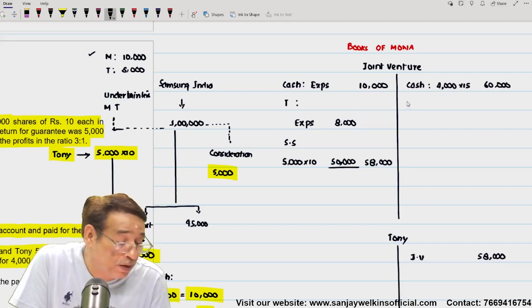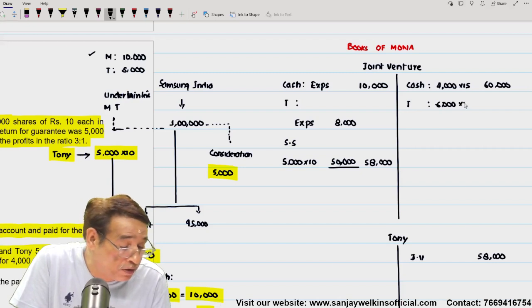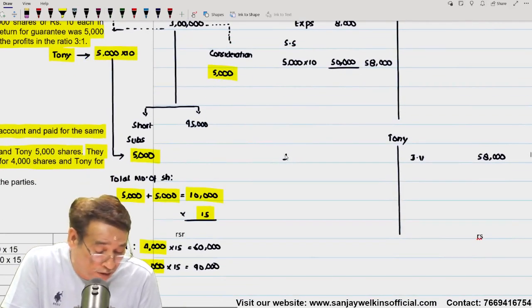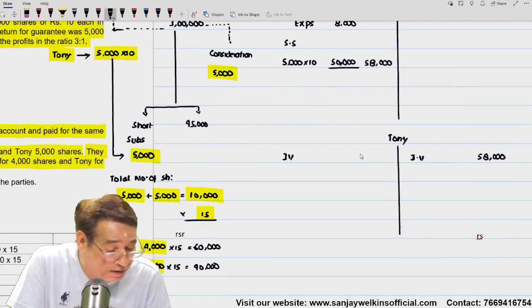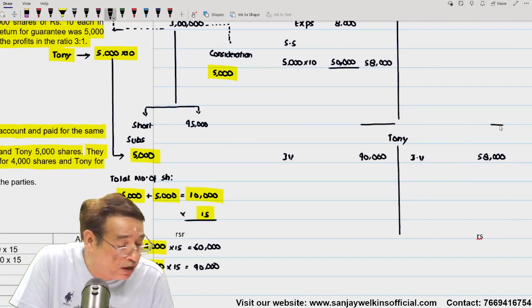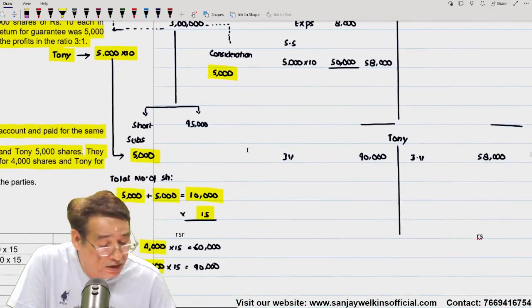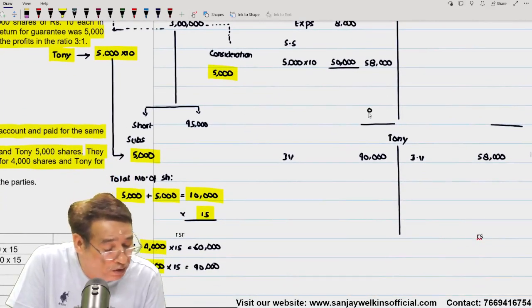And then I will write here Tony, because Tony has received sale proceeds of 6,000 shares, 90,000. So here I have written by T. On the debit side of Tony, I am going to write joint venture, sale proceeds, 90,000. Now all I have to do is just to tally this account. 1,50,000 minus 68,000 will give us 82,000.